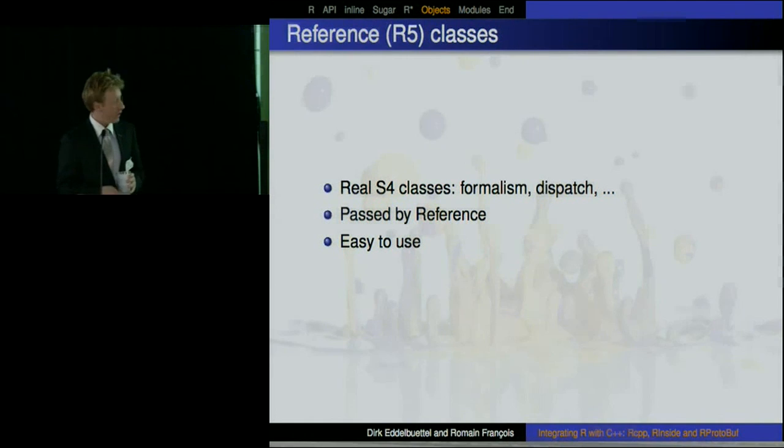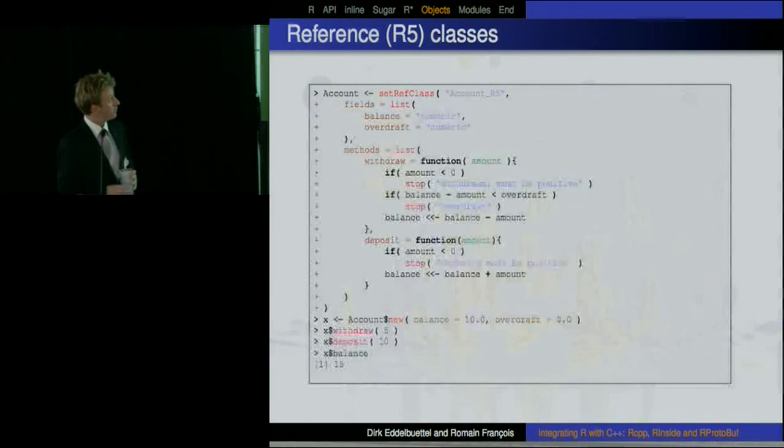But the real interesting thing is that these objects are passed by reference, which is quite different than whatever else I presented before. And this is really easy to use. So the way you would create a new reference class is a bit between S4 and lexical scoping way of doing things. You give a name to the class and give a definition of the fields. The fields are really what differs from S4. In S4 you call them slots, and those are passed by value. In reference classes they're called fields, and this is what is passed by reference. So the balance and the overdraft and so on.